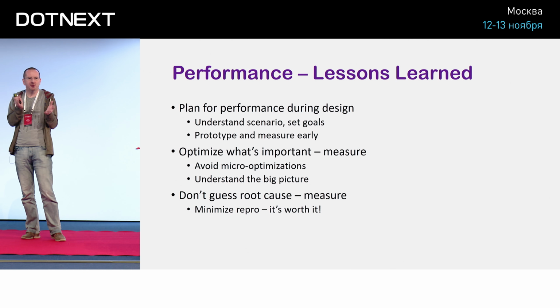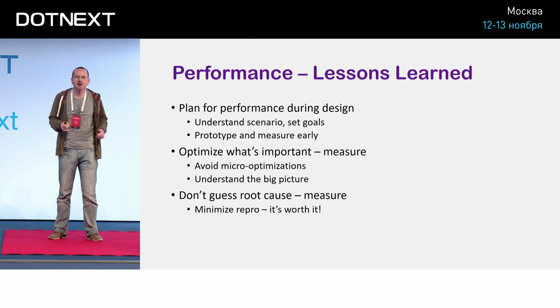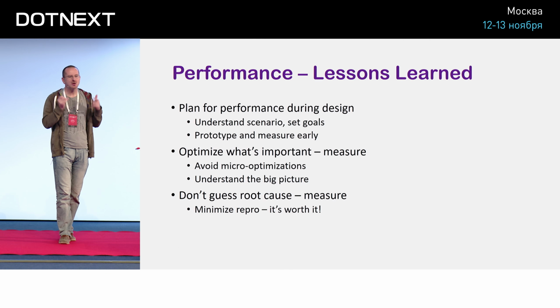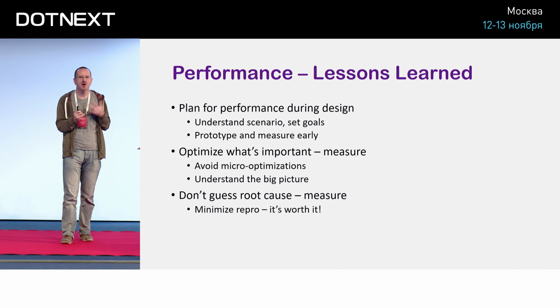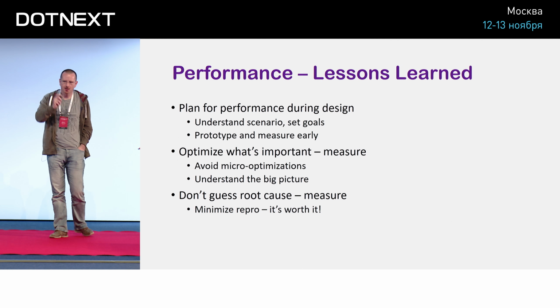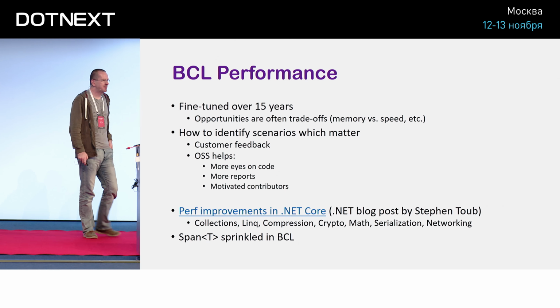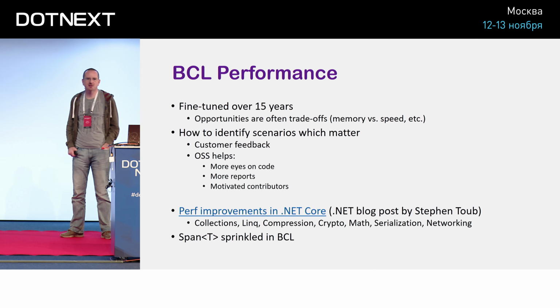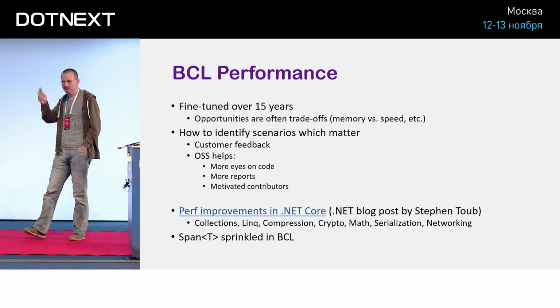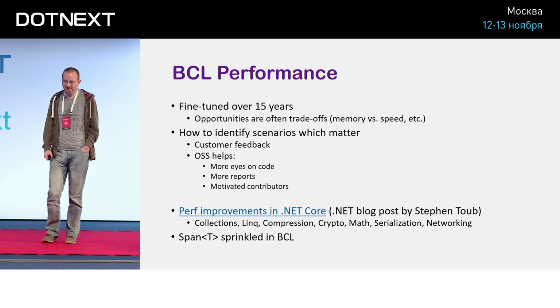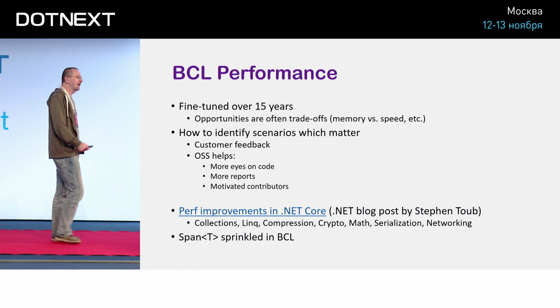But once you have a small repro, suddenly your measurements are easier. You can reason about it. You can validate when you have a fix or workaround. It's just so much easier. Anyway, end of detour. I promised that we're going to get to BCL performance. Looks like I'm not running out of time, so that's awesome. So let's go to the BCL performance.